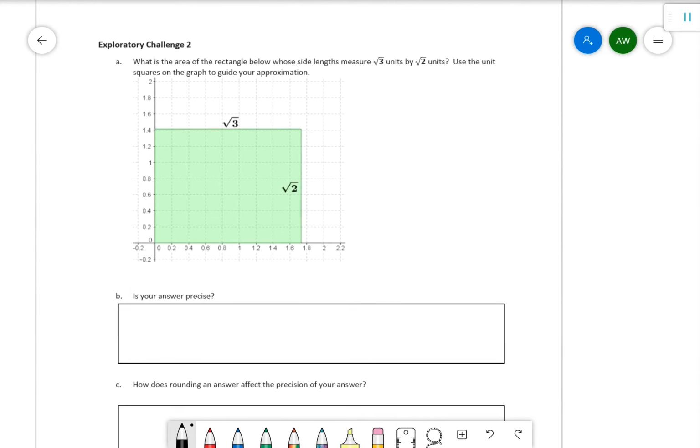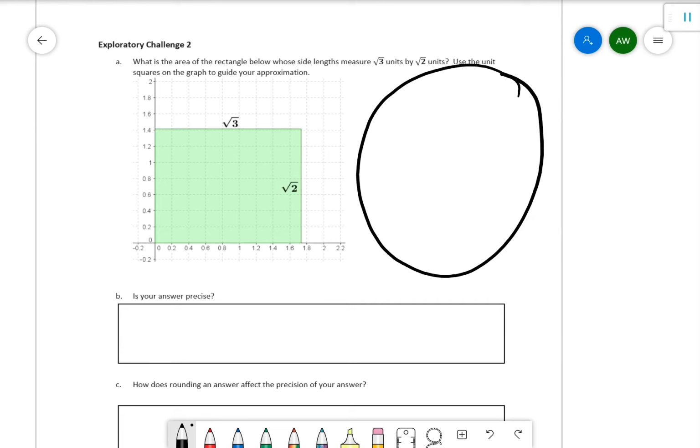Our second exploratory challenge says, what is the area of the rectangle below whose side lengths measure the square root of 3 units by the square root of 2 units? Use the unit squares on the graph to guide your approximation. So here you're just estimating the size of this rectangle. So go ahead, find your estimate, put your answer here, and then answer, is your answer precise? And how does where you rounded your answer affect the precision of your answer?